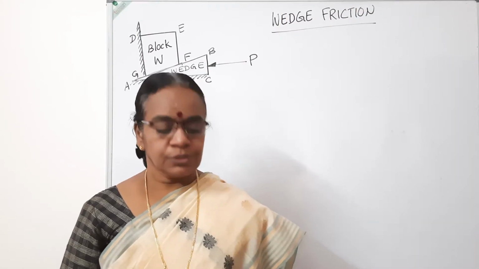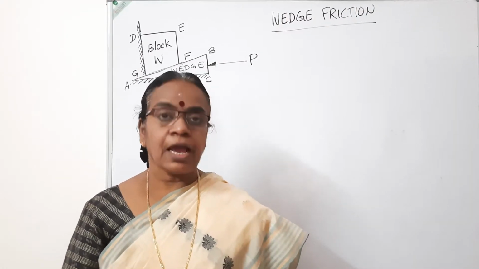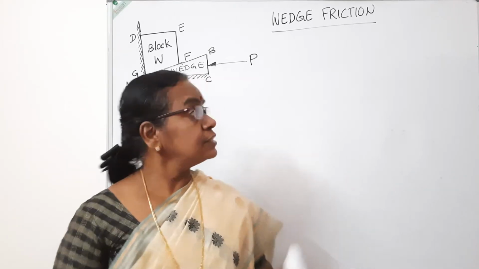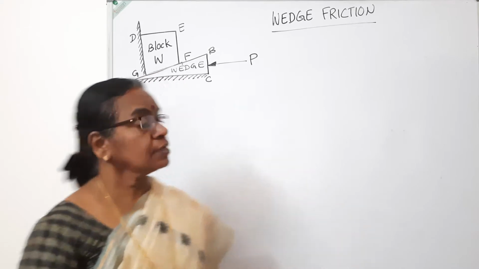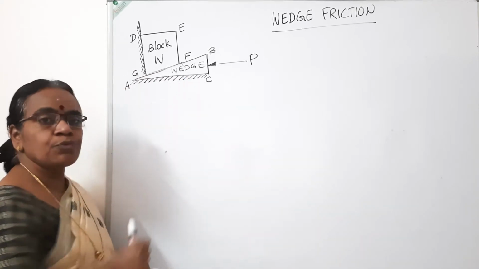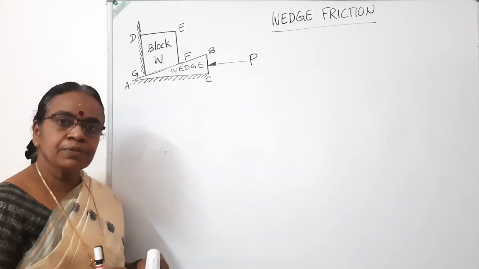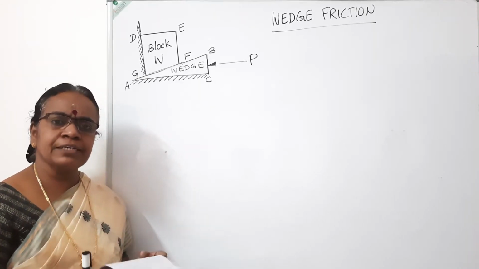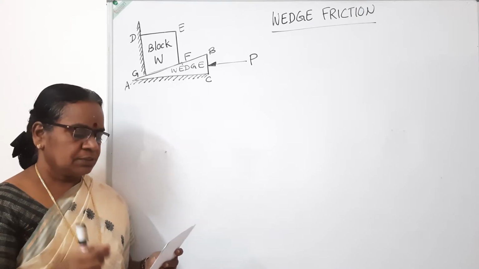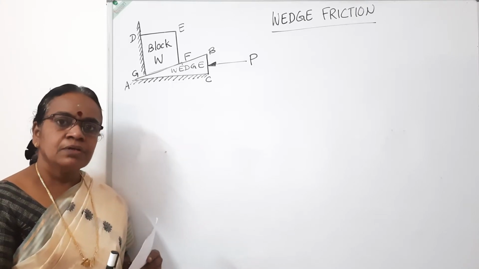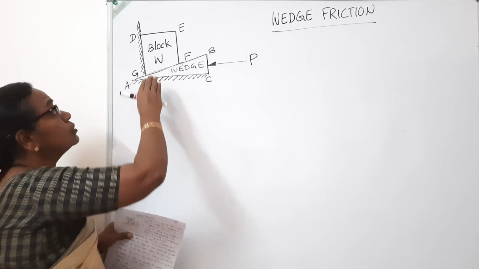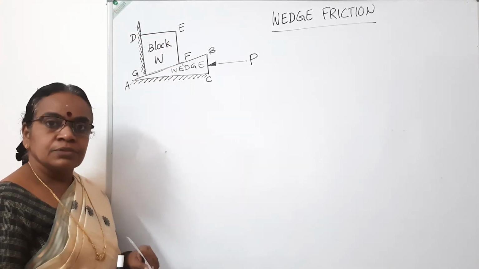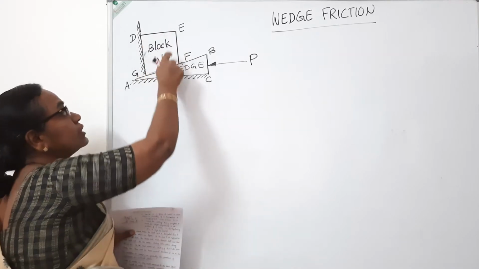Now we are going to study an application of the problems of equilibrium on inclined plane, that is wedge friction. So you can see in the figure, what is a wedge? A wedge is a small metal piece or wooden piece of either triangular section or trapezoidal cross section, which is used to lift heavy loads or blocks of weight, say W.